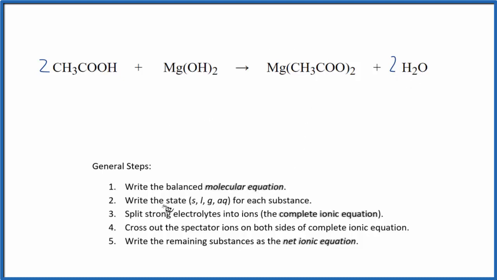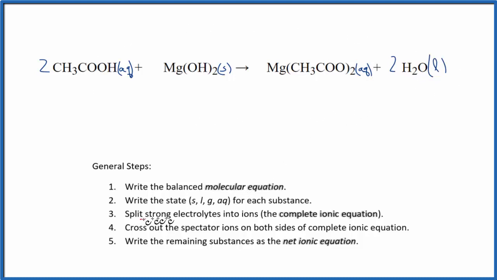Next, we need to write the state for each substance. Acetic acid, that will dissolve in water. It's aqueous. It's a weak acid, though, so it dissolves, but it doesn't break apart into its ions, dissociate. So it's not a strong electrolyte, but we do put the aqueous. Magnesium hydroxide is essentially insoluble. Such a small amount dissolves that we're going to call it a solid. On the product side, this is magnesium acetate, acetate ion, that's very soluble, put an aq after it, and water, we know that to be a liquid. So we have our states.